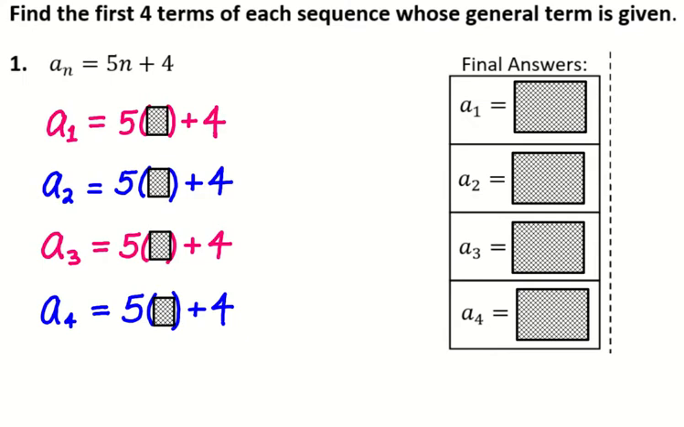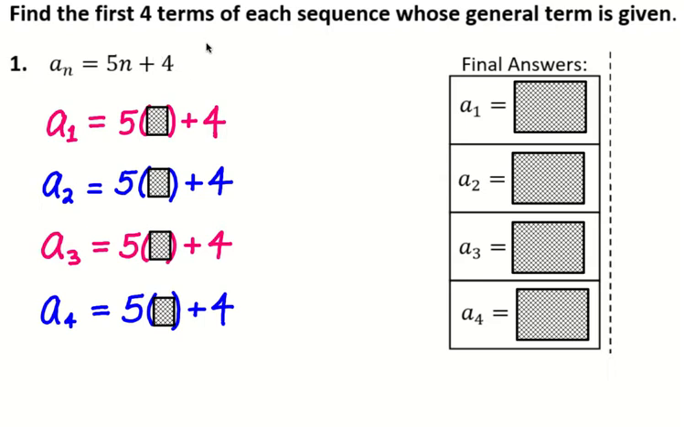Unit 5, I believe, sample test review. Number 1, find the first 4 terms of each sequence. So here's the nth term.